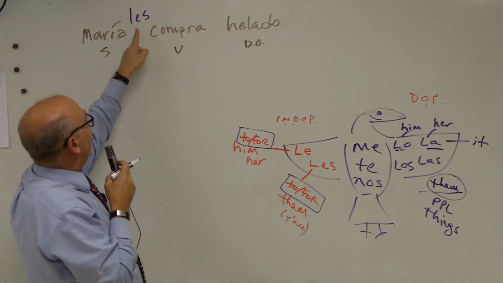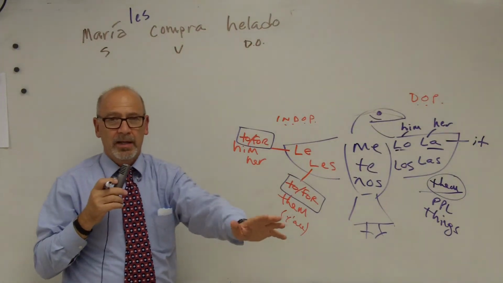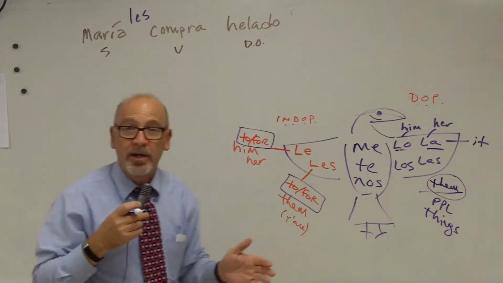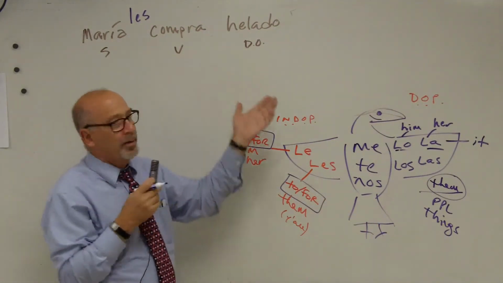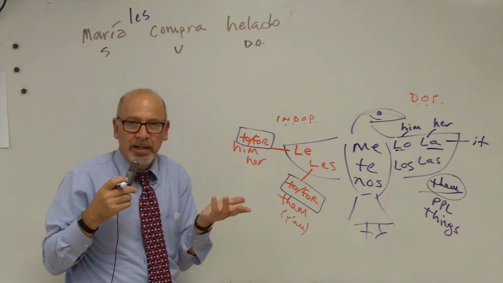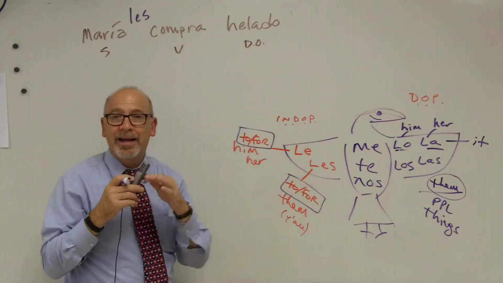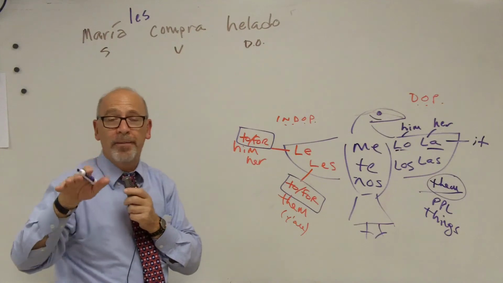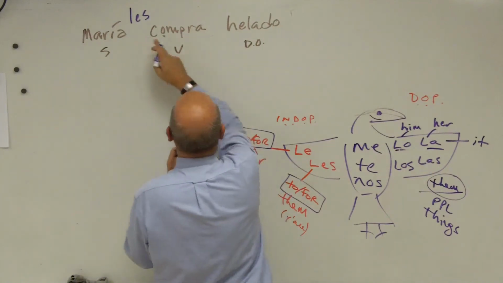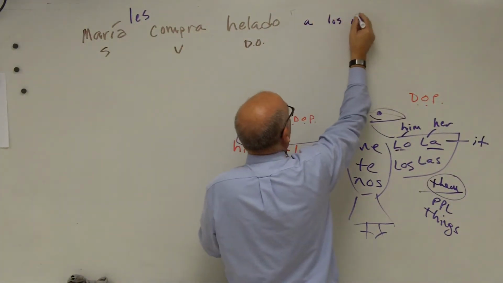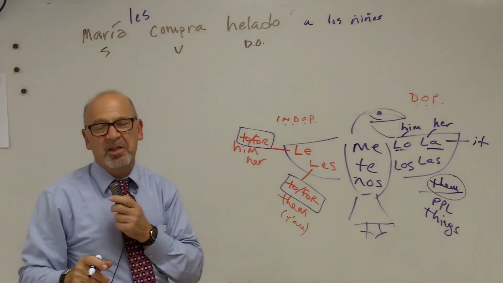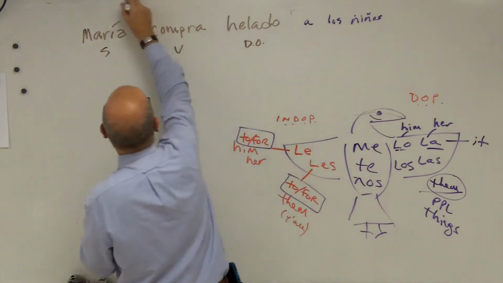Now, here's where it gets ambiguous, okay? It could get a little muddy because les, if somebody walks in on the conversation while it's going on and they hear somebody say, oh, Maria les compra helado, somebody might say, ¿Quién? Who? Who is them? Who is les? That's when you can clarify it afterwards, only if you want to make it more clear. Do you have to do this? No. But if you want to make it more clear, you can say, oh, Maria les compra helado a los niños. That's fine.